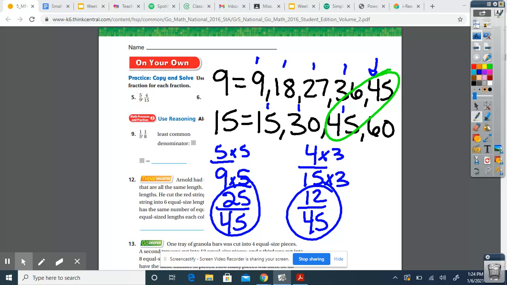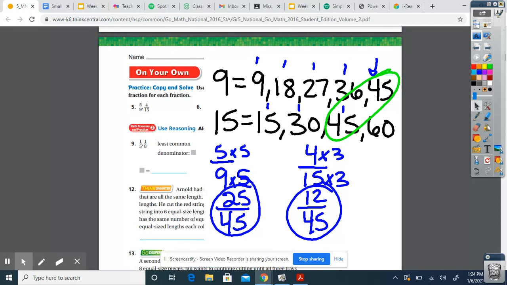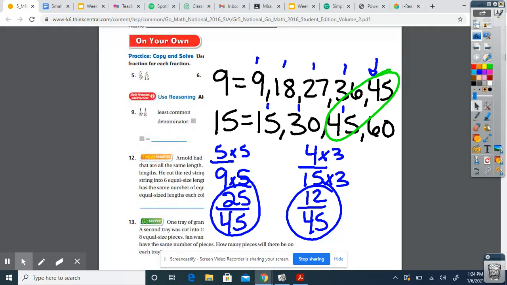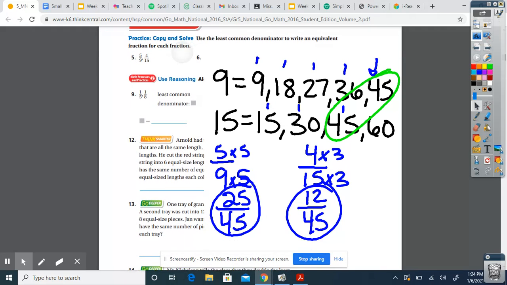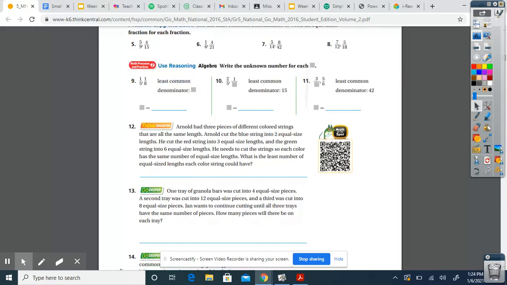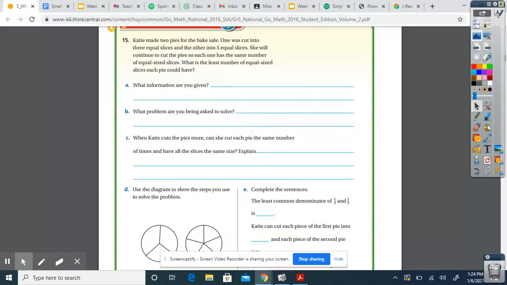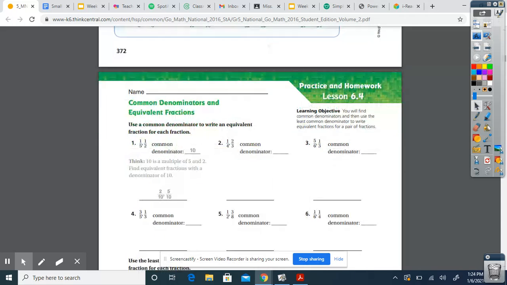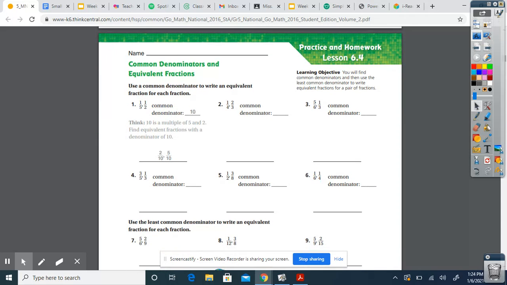What was the question asking? Can I move this little thing? I can move this up. Yeah. All right, so that's what we did. We used the common denominator to write the equivalent fraction for each fraction. All right, so this is all you're going to be doing for the page down here. So you're also going to tell me what the common denominator is, and then you're going to rewrite the equivalent fractions. All right, thank you guys.